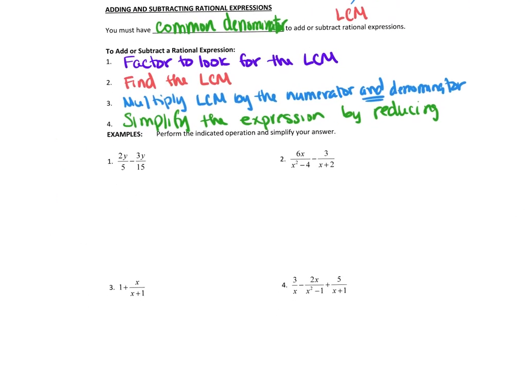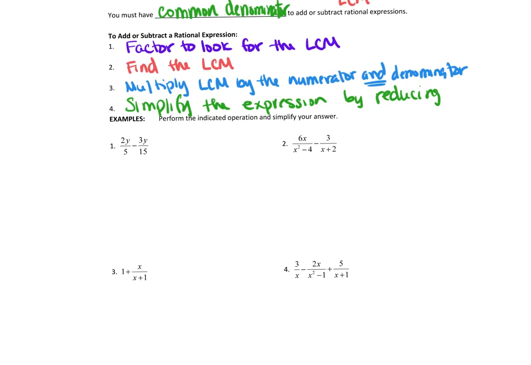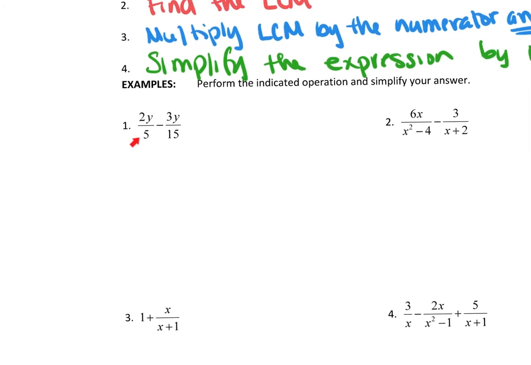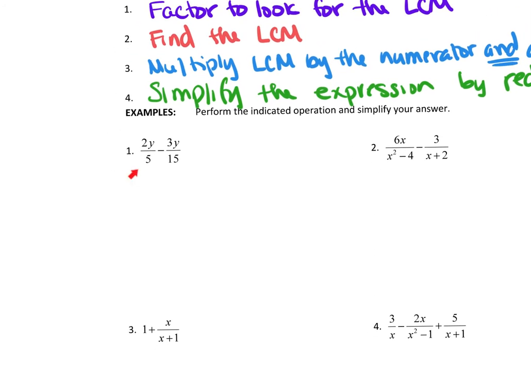So let's practice this process. So we have 2y over 5 minus 3y over 15. The only thing I care about is making sure that I have the same denominator. And so I'm going to look for the LCM. First thing I'm going to do is factor the bottom if I can. I can't factor here. So I'm going to try to get them both to the same denominator, the smallest LCM they have, and their LCM is equal to 15. So this one right here, to get it to a 15, I have to multiply it by 3, so I multiply top and bottom by 3.